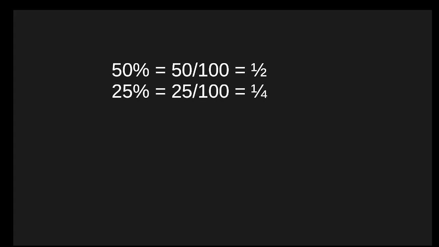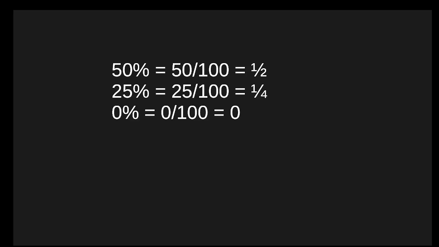Okay, another example. 25% equals 25 divided by 100. And again, we can simplify the fraction. So 25 divided by 100 equals 1 divided by 4, which we call a fourth. So 25% is a fourth.